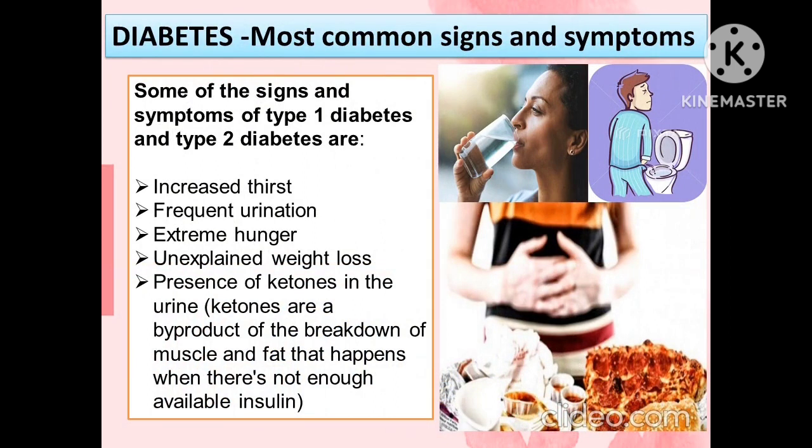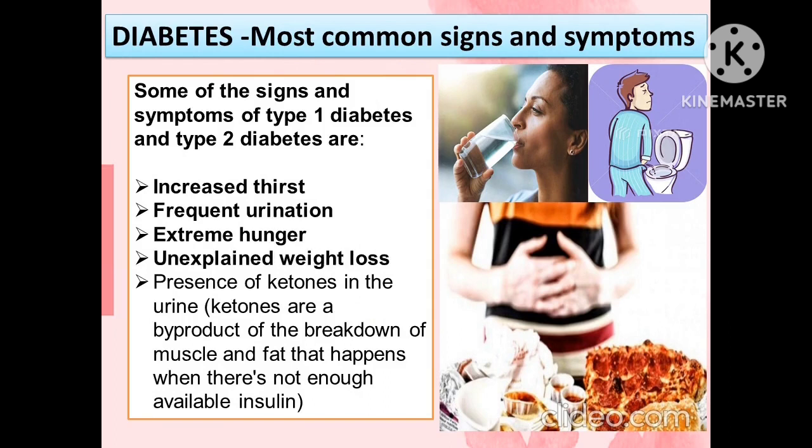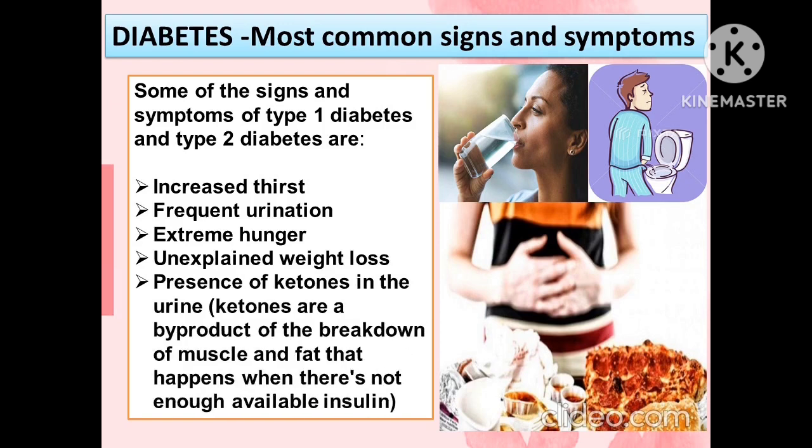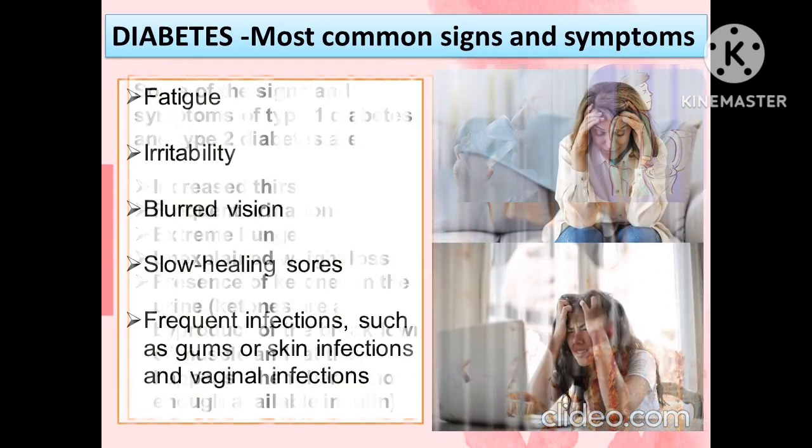The following are the most common signs and symptoms of diabetes. Some of the signs and symptoms of type 1 diabetes and type 2 diabetes are increased thirst, frequent urination, extreme hunger, unexplained weight loss, and presence of ketones in the urine. Ketones are a byproduct of the breakdown of muscle and fat that happens when there's not enough available insulin.